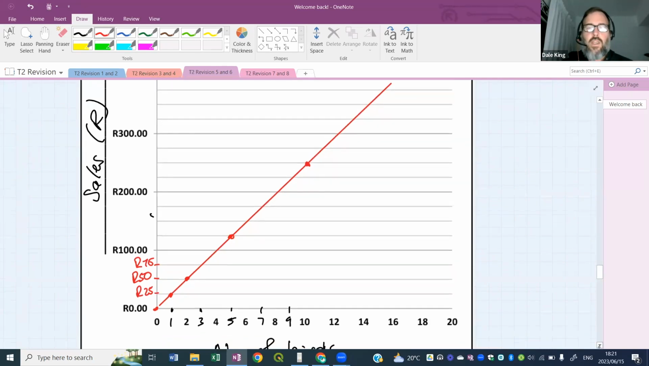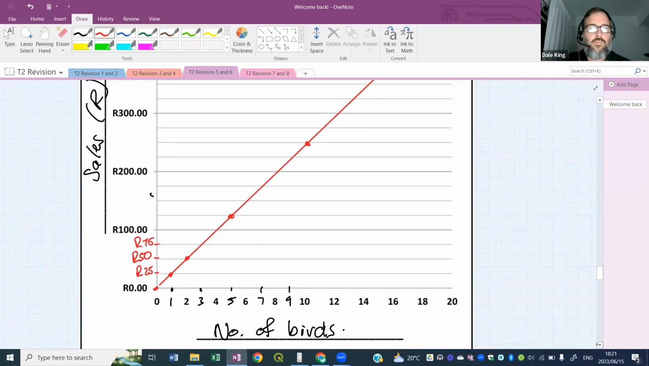Am I missing anything? Can you guys tell me if I'm missing anything? I've got my points plotted. I've got my line drawn. I've got my x-axis title. I've got my y-axis title. Am I missing anything? Am I all done with this graph? Do I have all the information? Katlejo, tell me. Heading. There we go. Well done. I was waiting for you guys.